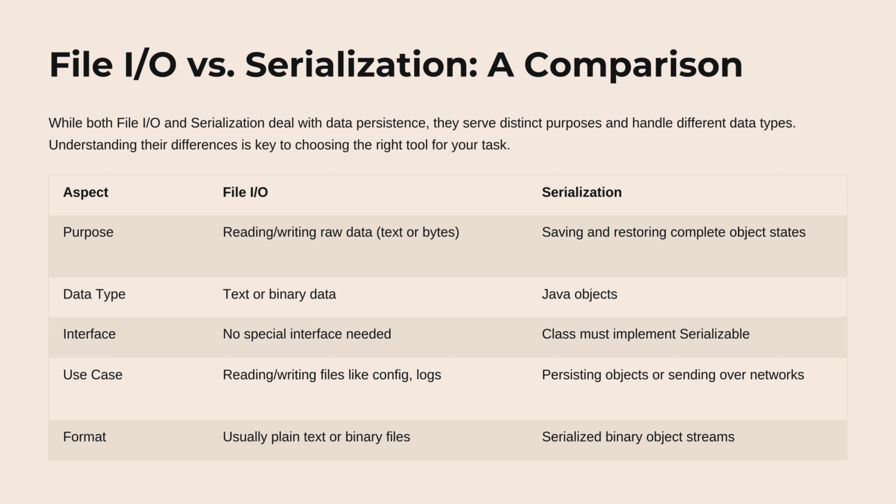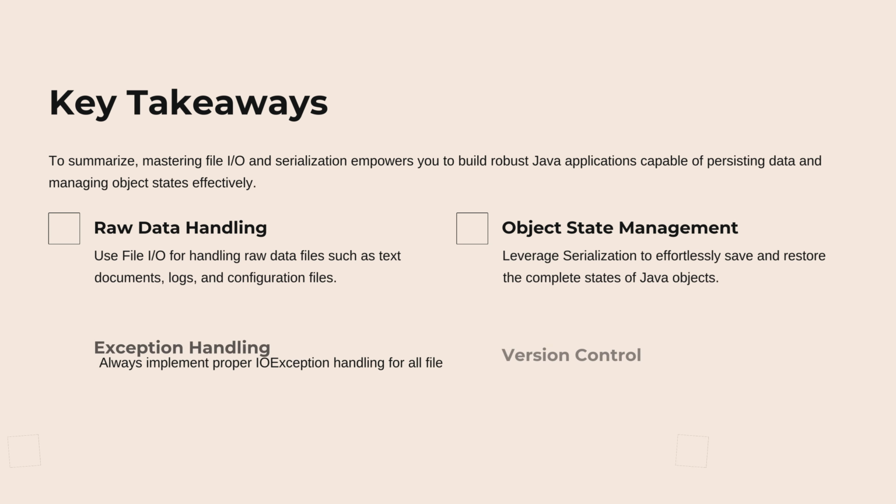Aspect: File I/O versus Serialization. Purpose: reading and writing raw data, text or bytes, versus saving and restoring complete object states. Data type: text or binary data versus Java objects. Interface: no special interface needed versus the class must implement Serializable. Use case: reading and writing files like config and logs versus persisting objects or sending them over networks. Format: usually plain text or binary files versus serialized binary object streams.